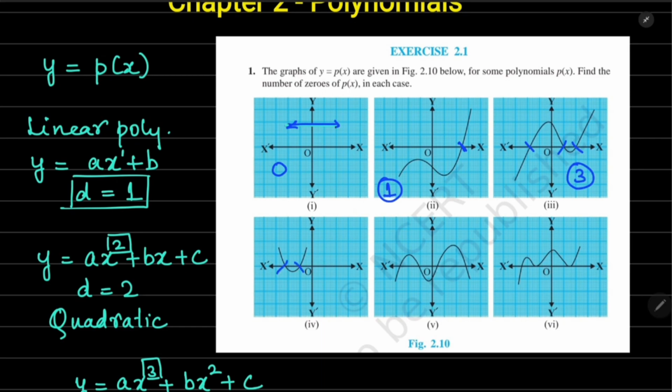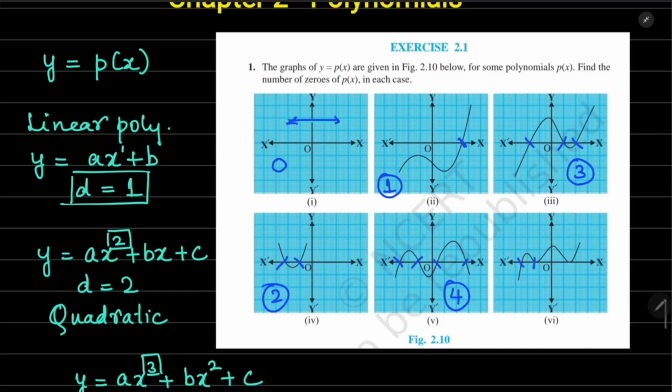Here in the fourth graph, the polynomial graph cuts the x-axis at 2 places. In the fifth one, it's 1, 2, 3, 4. So the number of zeros of this polynomial will be 4. And here, even if it touches the x-axis, that is also a zero. So 1, 2 and 3. So here the number of zeros of p of x will be 3. So it's very, very easy to calculate. Always remember, that many zeros it will contain as the number of points at which the graph cuts or touches the x-axis. Okay, so hope you understood.